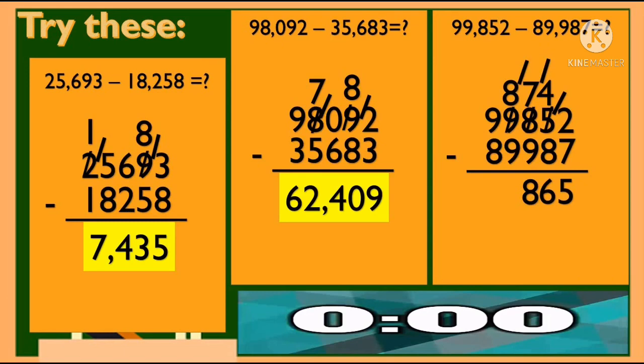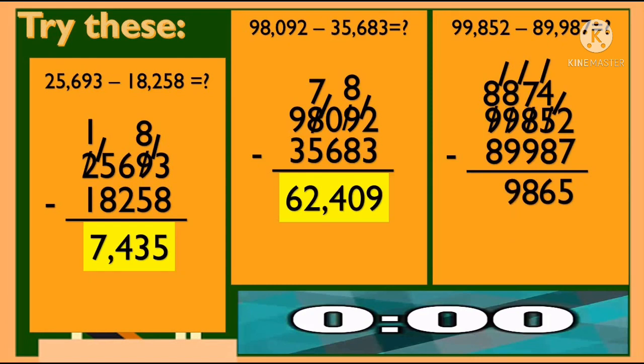Next, 8 minus 9. Can or cannot? Cannot also. It's because 8 is less than 9. So what we are going to do is we need to borrow from 9 again. So 9 will become 8. Good job. And then the other 8 will become 18. So what is 18 minus 9? 18 minus 9 is 9.